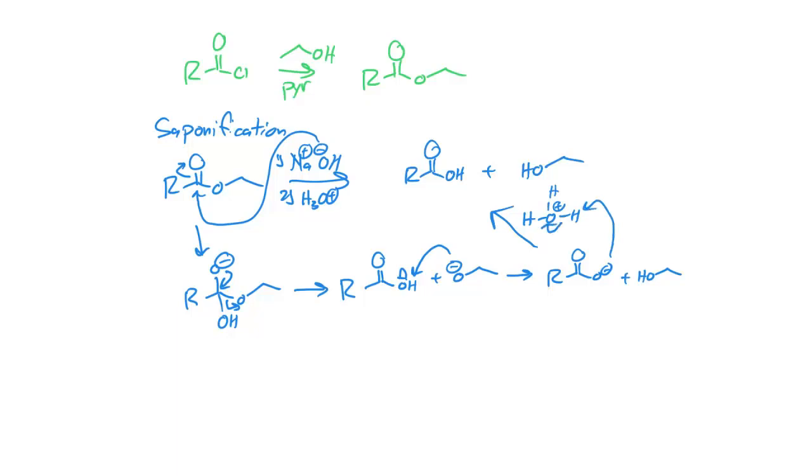So that's called saponification. You can read more about that in your textbook. Saponification was used in the 1800s, 1700s as a means of making soap. Fat is made out of esters, and we can saponify the fat in order to make soap. So you can read more about that in your textbook.